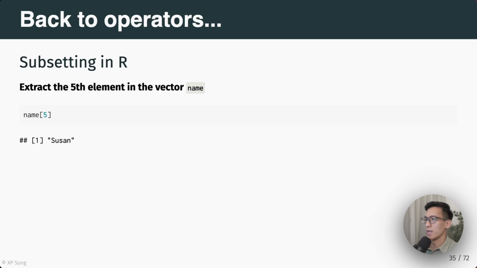Recall that earlier we had a character vector of 5 names stored in this object called name. So if we want to subset the data to only the 5th element, what we would do is to write the object name followed by the index number within square brackets. So in this case, the data is subset to only the 5th element. Recall that this represents the line number of the output in R.